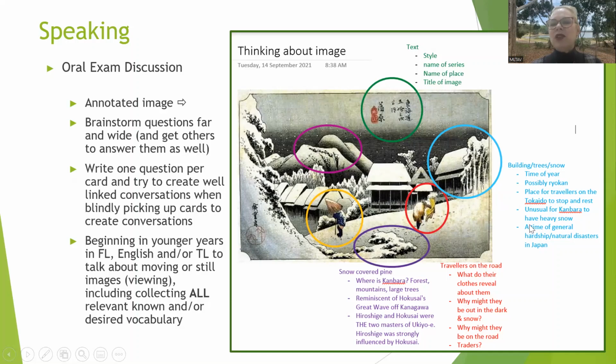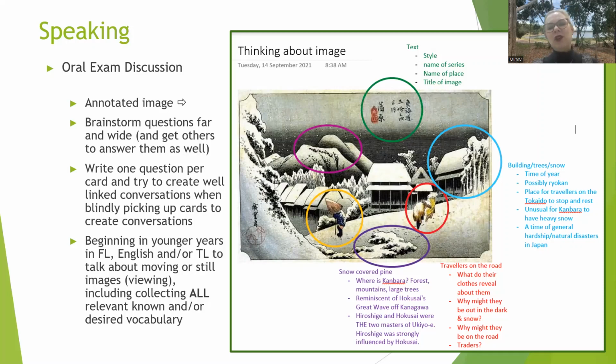But what is not necessarily obvious here, but some research into it was interesting, is that it's actually really, really unusual for this town of Kambara to have heavy snow. At the same time, in the years in which this series was created, there were quite a number of natural disasters and general hardship in Japan. So the choice of the artist to create an unusual snow, difficult kind of image for Kambara possibly had other reasons that are really interesting stuff to discuss in the discussion part, the second part of the oral exam.